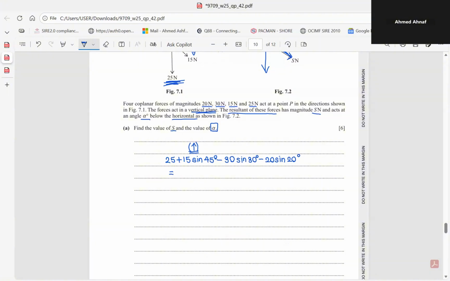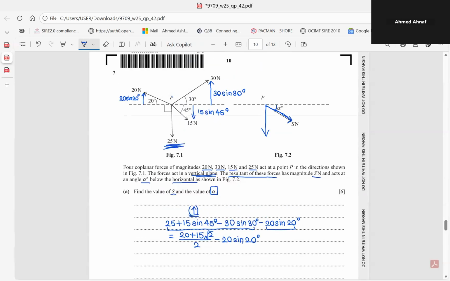Now just type that into a calculator. For this part we get 20 plus 15 square root 2 over 2, and this one we can just leave alone. So this is our vertical resultant force.